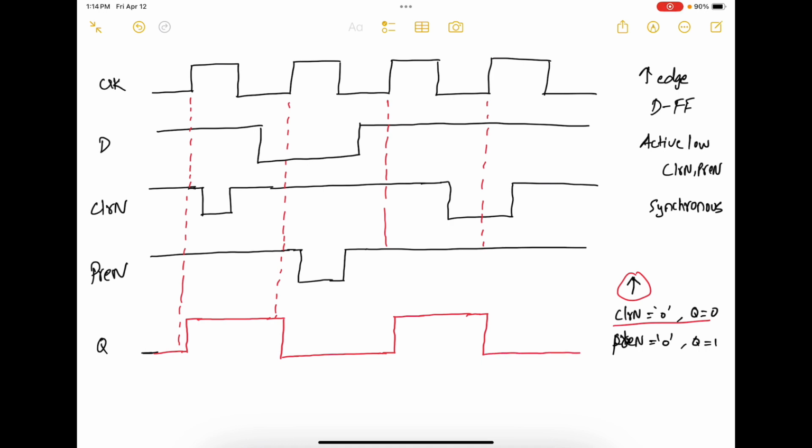So this is the fundamental difference between ClrN and PreN being in the synchronous mode versus the asynchronous mode.